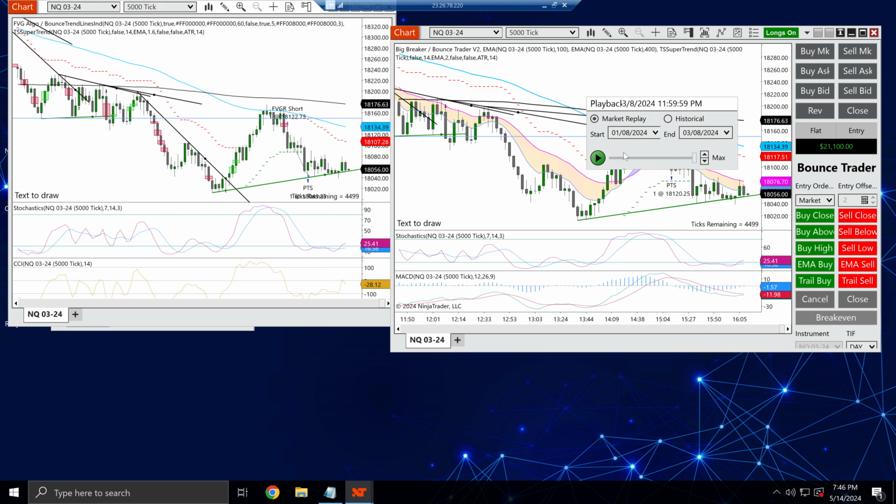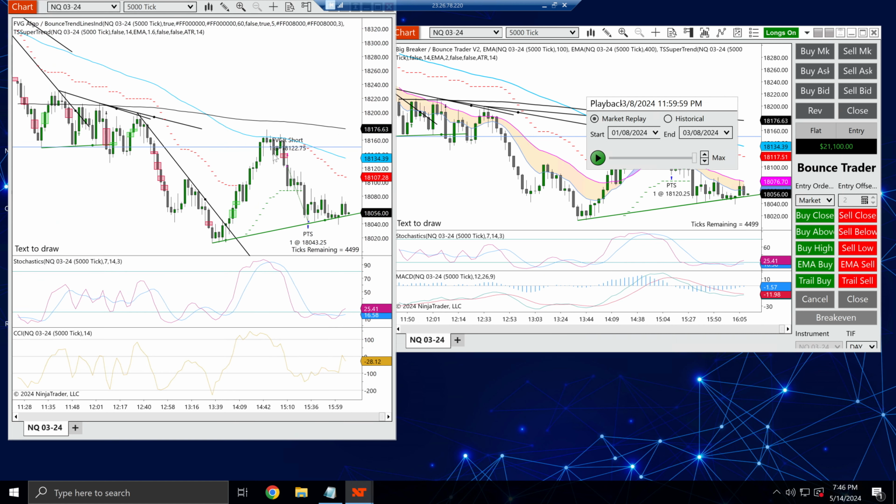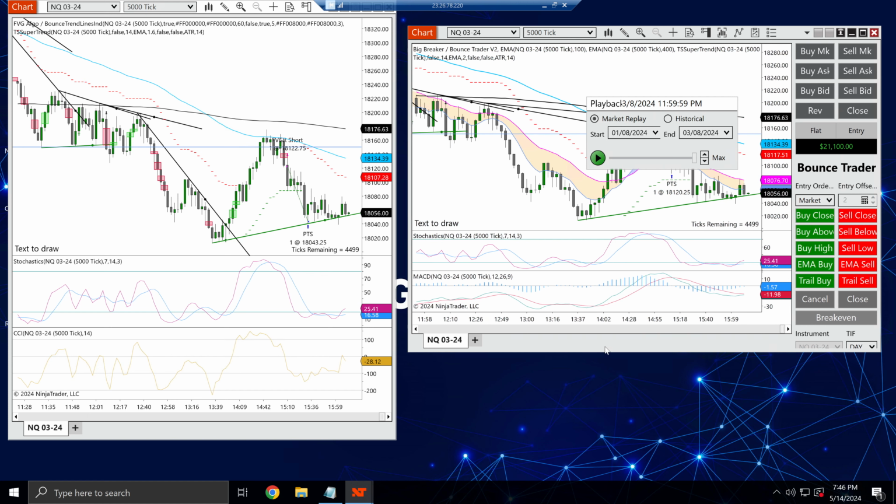I'm going to go through the strategies that the Algo has and give some explanation. First of all, I want you to notice that they're all run on the 5,000 tick charts. I've tried to run them on MNQ 5,000 tick charts, and the results are not as good as on NQ. So that's number one.